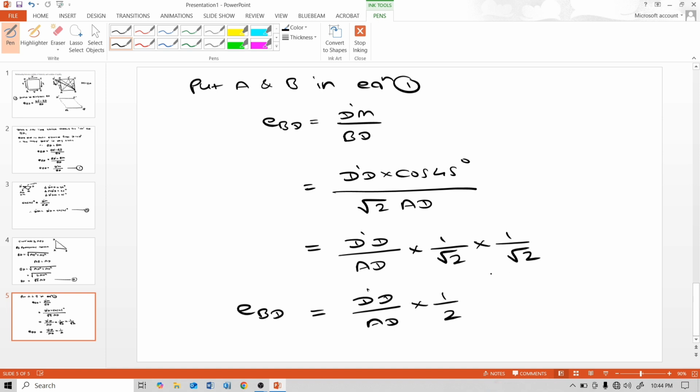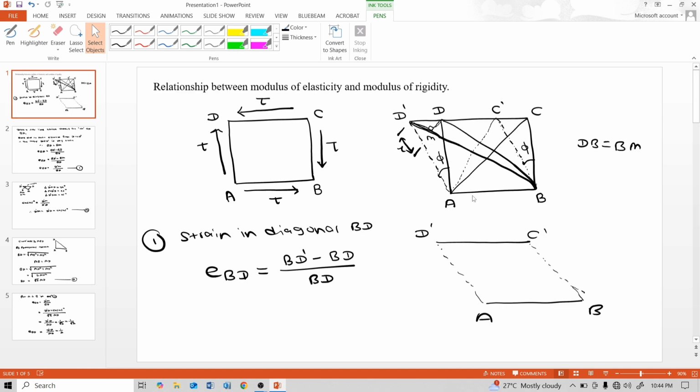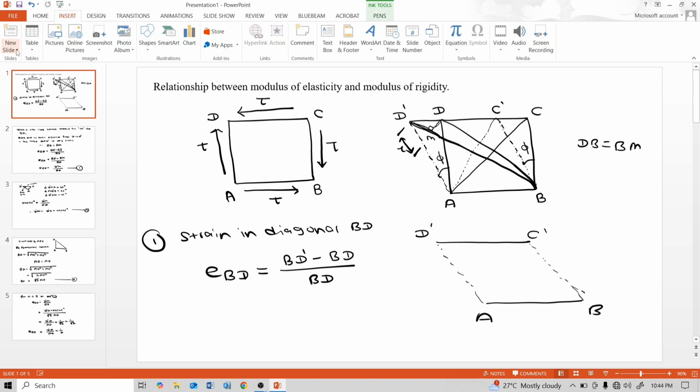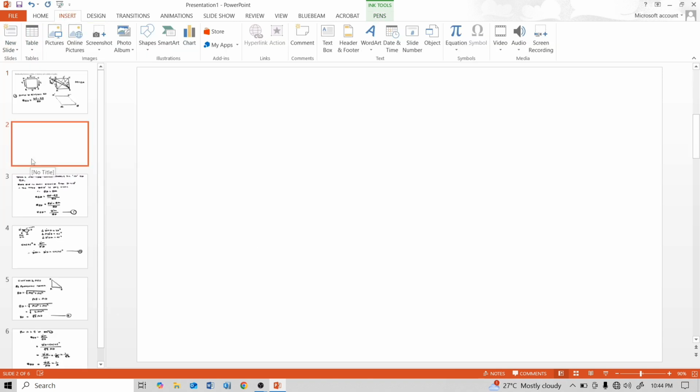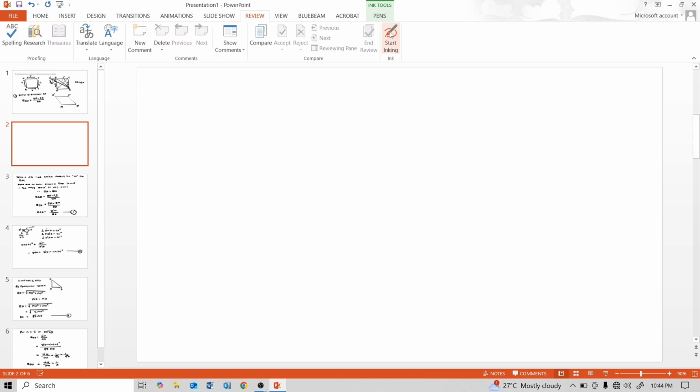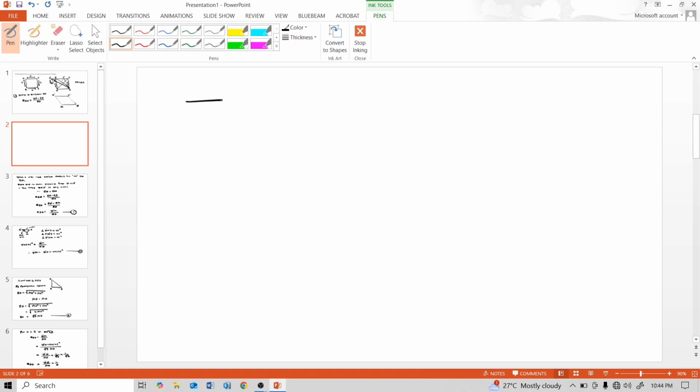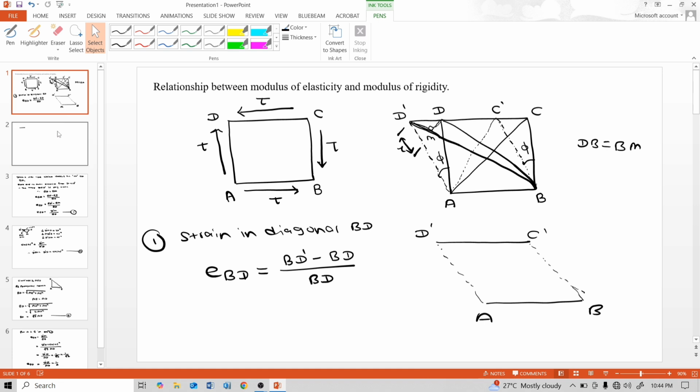Now next, consider the triangle A, D and D dash, the AD D dash triangle.